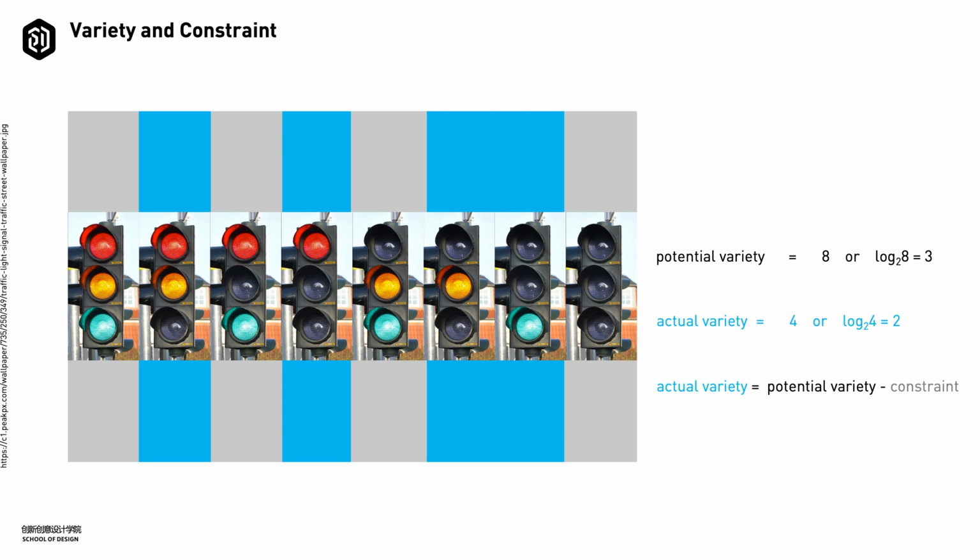So he calls this constraint. He says, when you take the potential variety of 3 bits and say minus constraint, what you then get is the actual variety. The variety that is actually being used within a particular control application. You can use that for something as simple as a thermostat, but you can also apply it to a mother and a child, the child having maybe a vocabulary of 3 words and the mother having a vocabulary of 30,000 words.